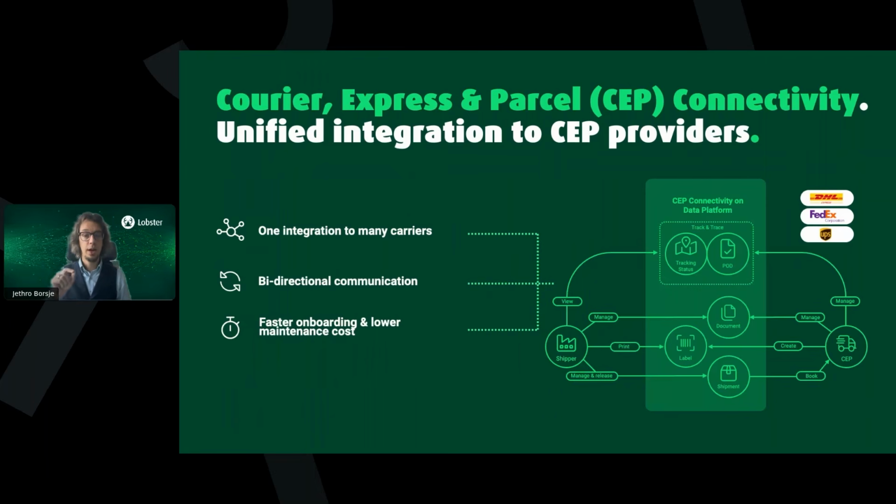Now, with our standard CEP connector, you only have to build one integration to our unified data model, and it allows you then to connect to multiple CEP providers. Right now, we support DHL, FedEx, and UPS, and based on customer feedback, we can expand this list for sure. This connectivity module allows for bi-directional communication. That means you can book shipments, receive tracking numbers, generate labels, or receive tracking information.